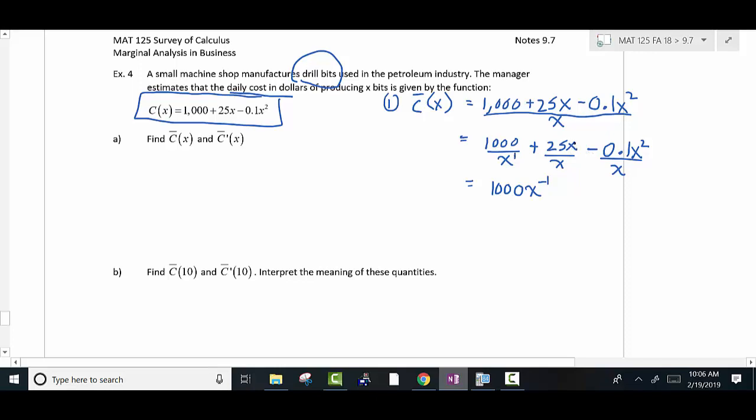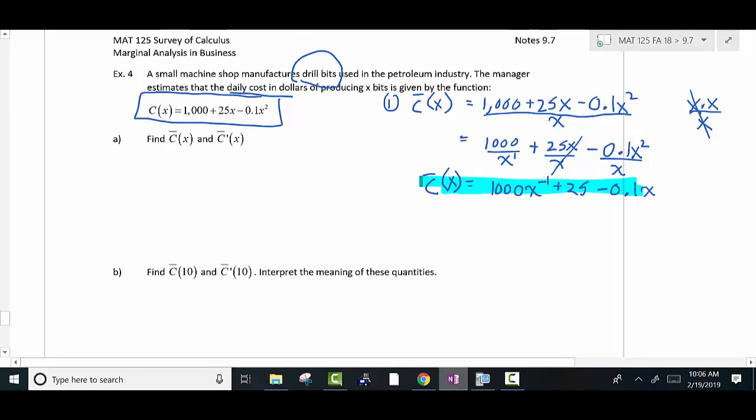What happens on the 25? Nothing. X is crossed out, so we've got 25, so that's kind of cool. And what's x squared over x? X, good. If you forget the rule for that, x squared just means x times x over x. One of them crosses out, right? So that's going to give you minus 0.1x. So this is your average cost. That's the first part of this problem, is what the average cost is.